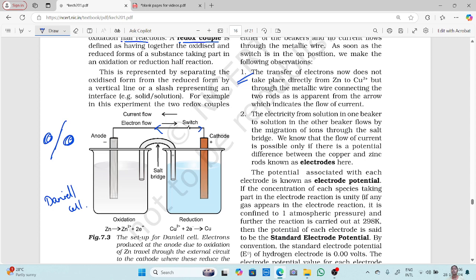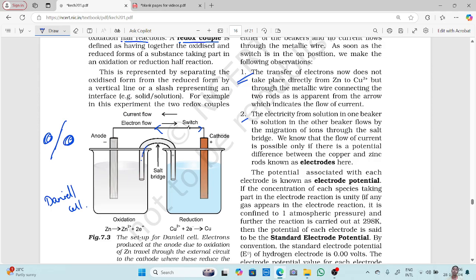Now the electricity from the solution in one beaker to the solution in the other beaker flows by the migration of ions through the salt bridge. The electricity which is formed is balanced by the flow of ions through the salt bridge. So the excess of ions which are formed are transferred into the other beaker using this salt bridge. From here the electrons are migrated.